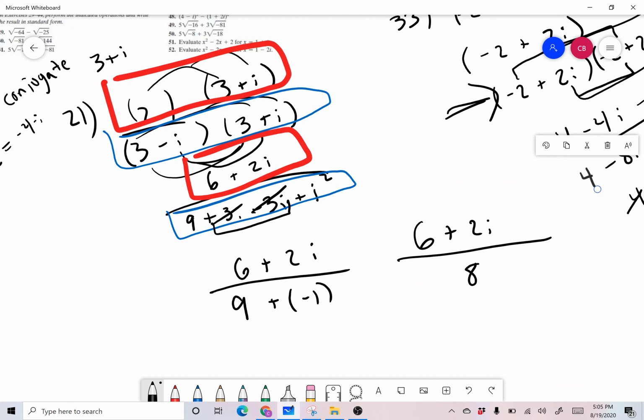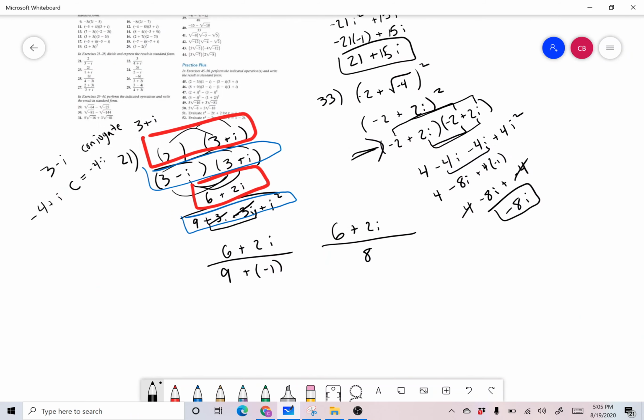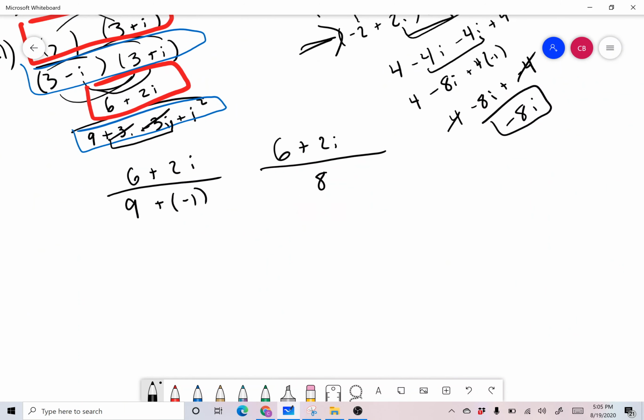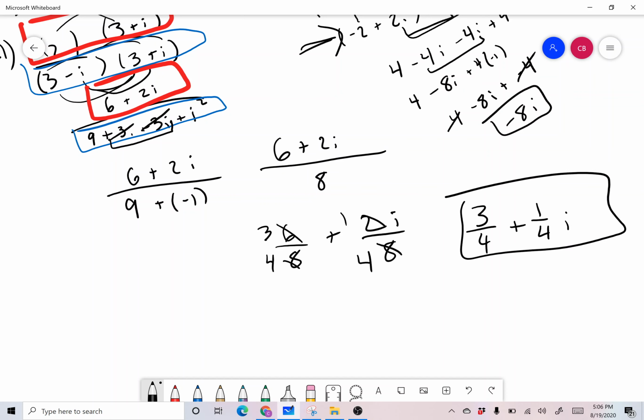Now, this is not in standard form. We can put it in standard form, and the way you do this is you write it as 2 separate fractions. We have 6 over 8 plus 2 over 8 i. Well, 6 over 8, that's 3 over 4, and 2 over 8 is 1 over 4. So this is 3/4 plus 1/4 i. That is in standard form, and that is how you deal with that.